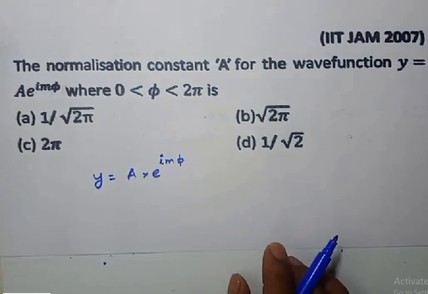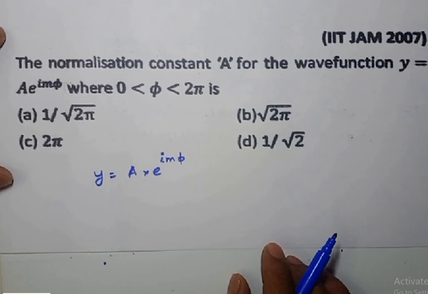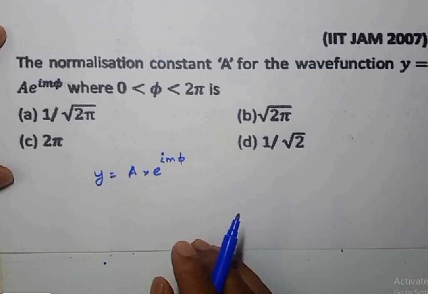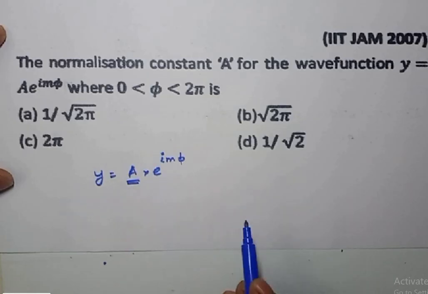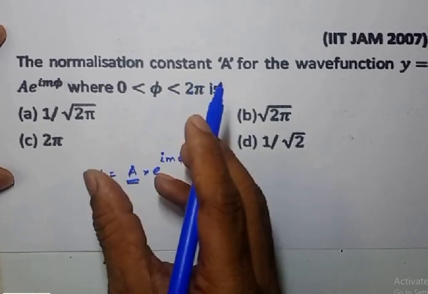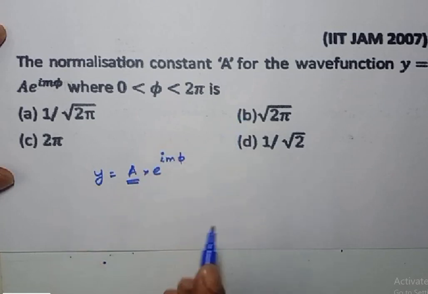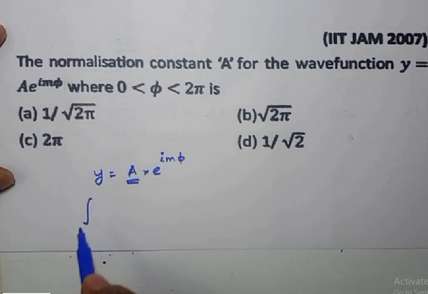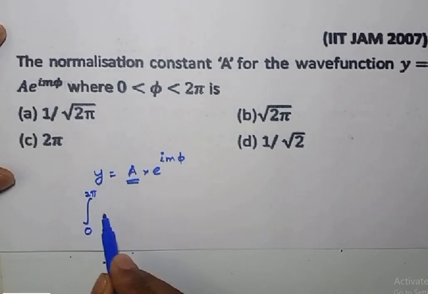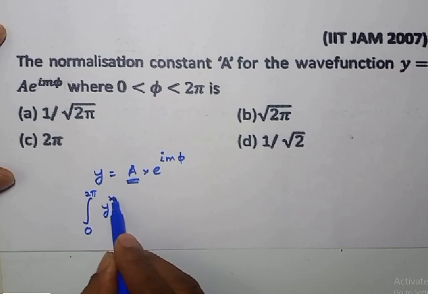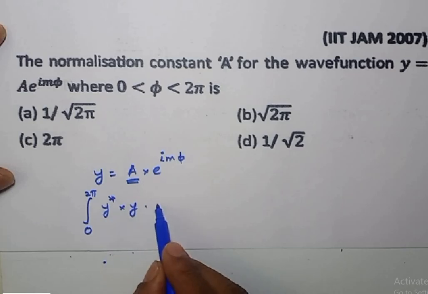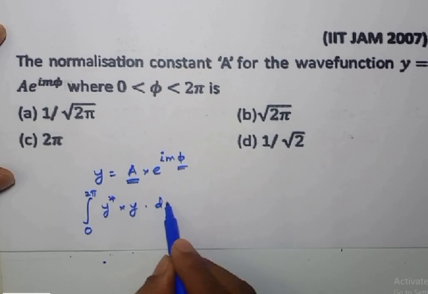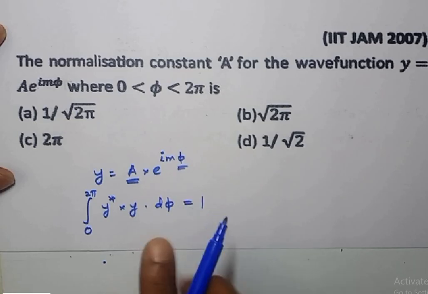To find the normalization constant, what we should do is that you have to normalize it. So let us take this A as the normalization constant. To find A, what to do? You know very well, integral, the limit is given 0 to 2 pi, integral psi star into psi, wave function and its complex conjugate, into d phi, the variable is phi here, that should be equal to 1 in this interval.